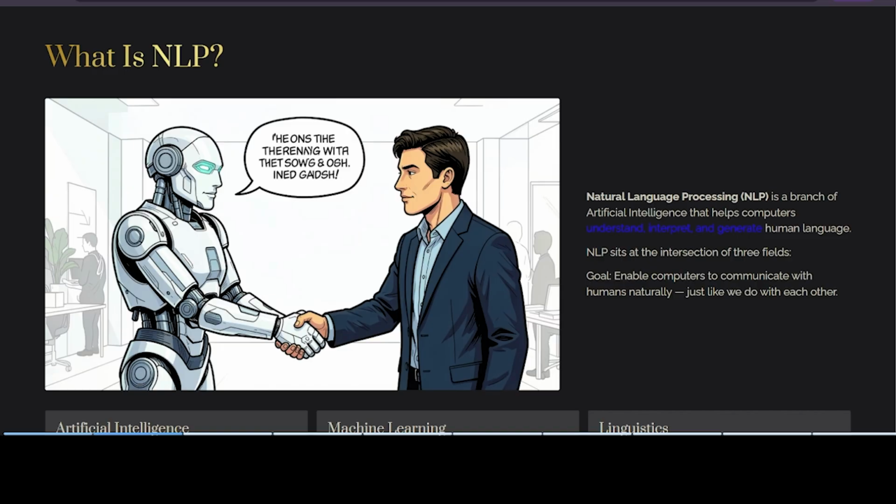The second field is machine learning. It allows the computer to learn from massive amounts of language data instead of fixed rules. Then linguistics is the study of a particular language. It helps the computer understand grammar, sentence structure, word meanings, and context. With these three fields working together, computers are able to understand human language much better. So this is the major overview of NLP. I hope you understand what NLP is.